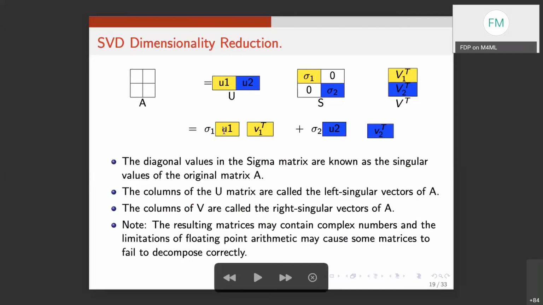Okay. Now to compute the rank of a matrix, right? Sigma 1 U1 V1 transpose plus sigma 2 U2 V2 transpose. Suppose you have 3 dimensions here, it keeps on extending, plus sigma 3 U3 V3 transpose plus sigma 4 U4 V4 transpose, right? So we keep on increasing these things.